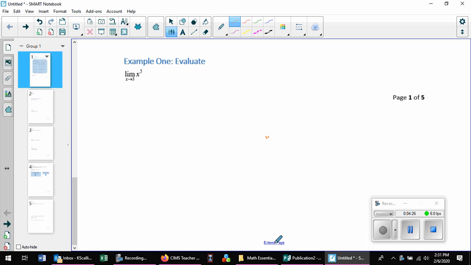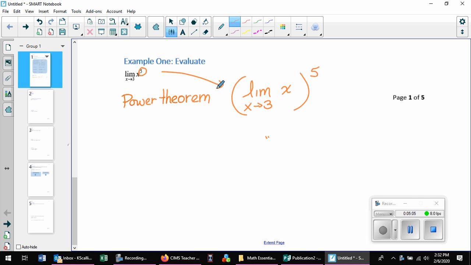It has an exponent. So what theorem am I going to use? The power theorem. The power theorem says I'm going to evaluate the limit of just the function, so as x approaches 3. So I can write this as that. These two things are the same.